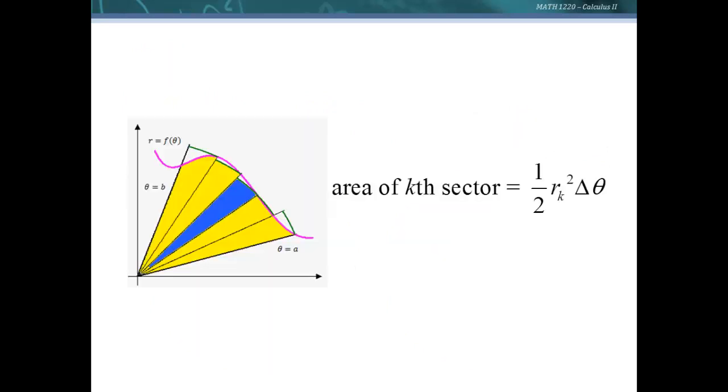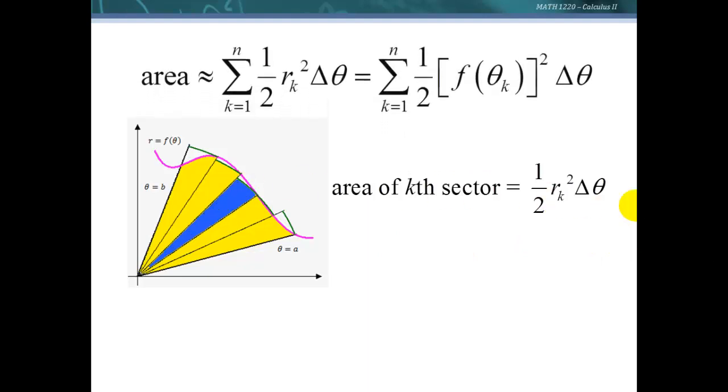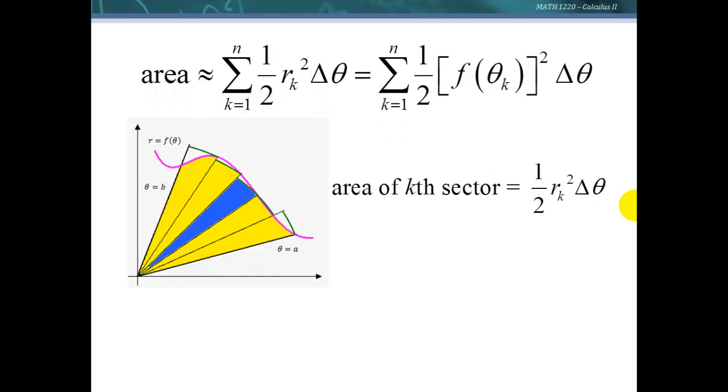So now we can go back and have a look here, and the kth sector's area would be 1/2 the radius of this kth sector squared times delta theta, which would be this angle right here. You can see where we're going with this. We could sum up these sectors and get an approximation for the area if we had n sectors. And one of the ways we could express this radius is as a function of theta.